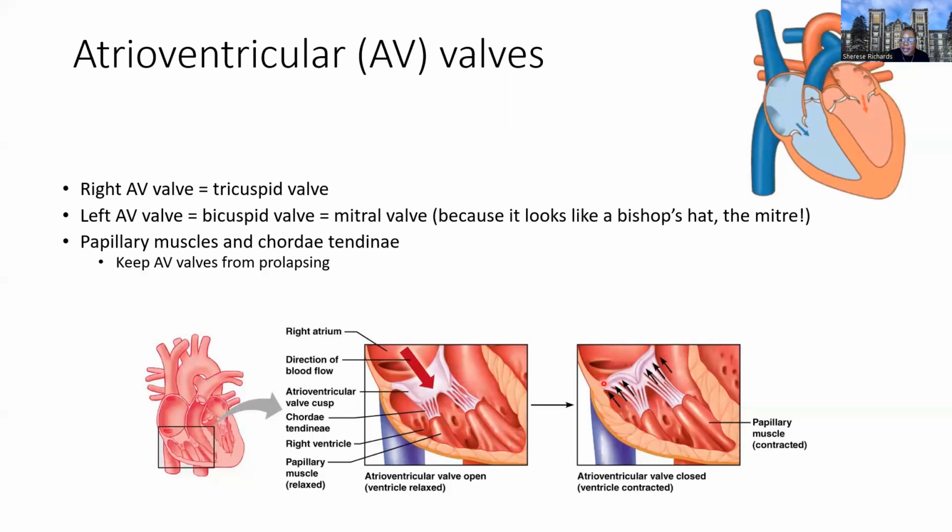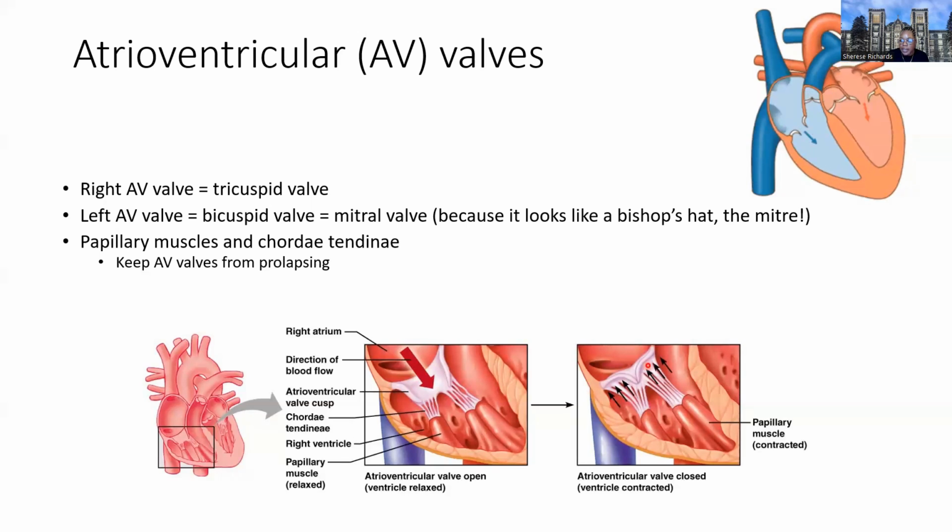And what this does is allows for the contraction of the ventricle to be attached to the anchoring of the valves. So whenever the valve is open, the ventricle is relaxed, the chorda tendineae are sort of loose and floppy, and the valve is open and blood can move from the atria down into the ventricle, right? The ventricle is relaxed here.